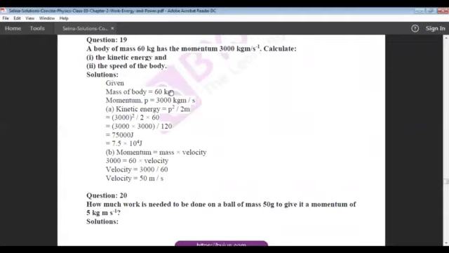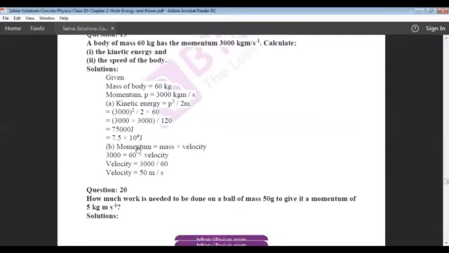Mass of the body is 60 kg. Momentum is 3000 kg meter per second. We need to find the kinetic energy. We have momentum and mass of the body, so using kinetic energy is equal to p square by 2m, we can find the kinetic energy. If you substitute the values, you're going to get the kinetic energy as 7.5 into 10 raised to 4 joules.